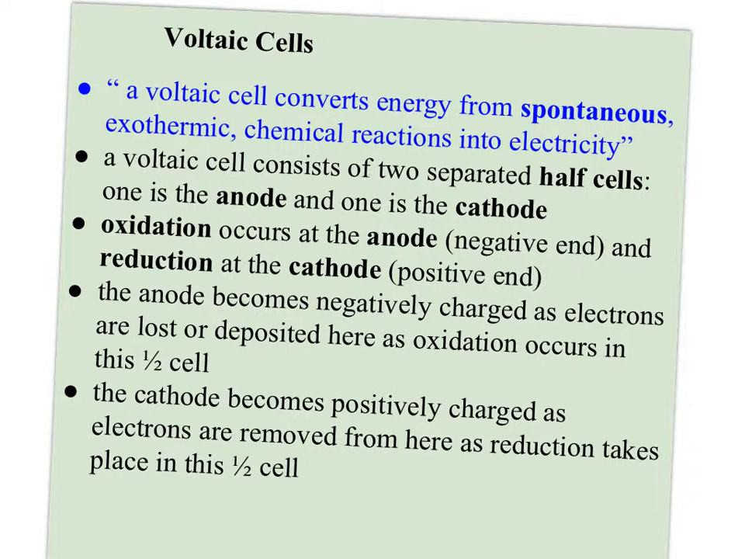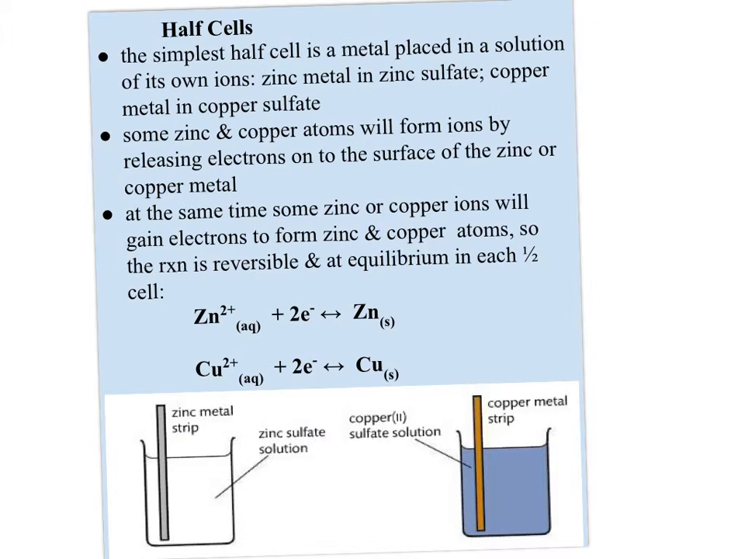So the anode, as I said, becomes negatively charged as electrons are deposited here as the oxidation of the metal occurs. And then the cathode becomes positively charged as electrons are removed from there as ions come in and gain the electrons or become reduced.